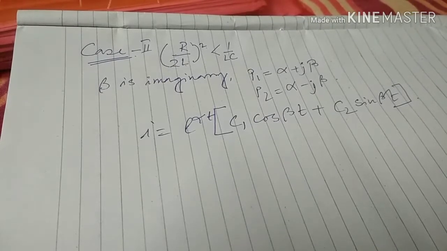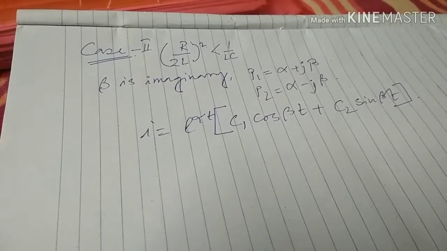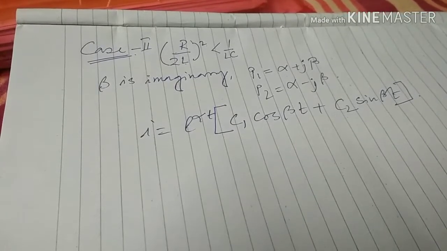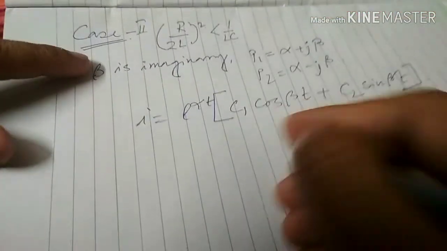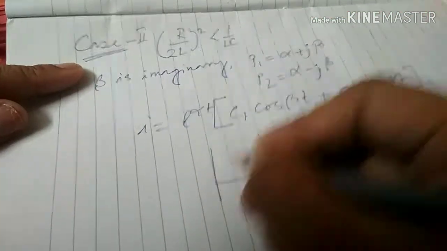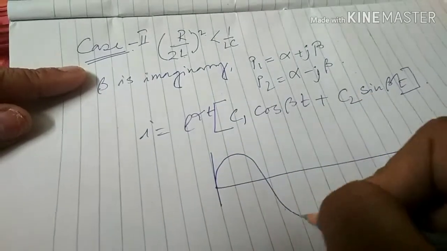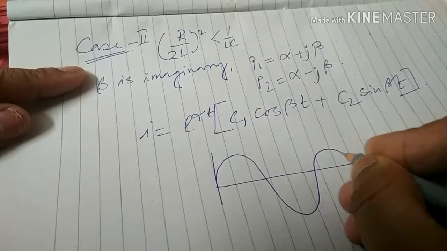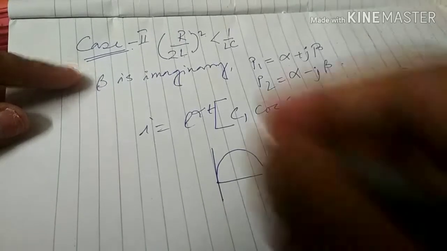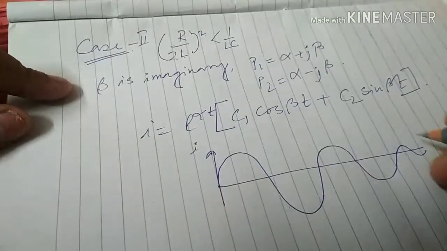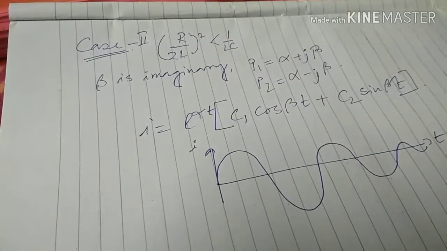What is underdamped? The amplitude, or peak value, of the curve is gradually decreasing. So the curve looks like this, where this is I and this is t.